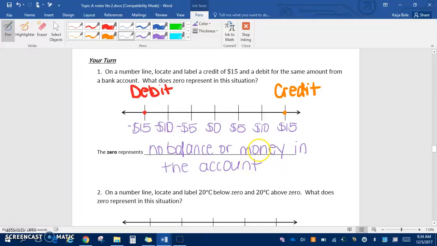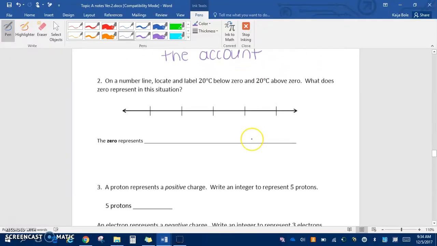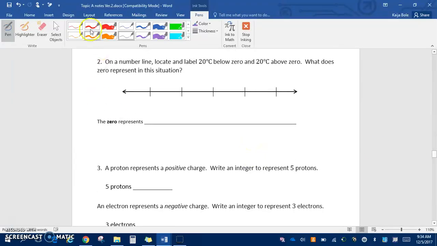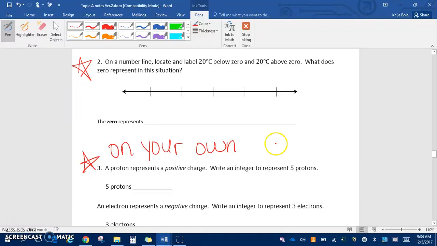Alright, before we flip over to lesson 5, I want you to try number 2 and number 3 on your own. Alright, so pause the video and then we will go over them in class tomorrow, but I want you to pause and try number 2 and 3 on your own first.